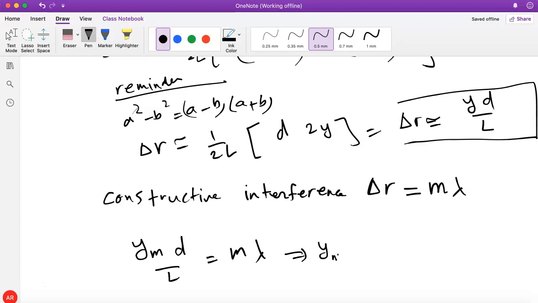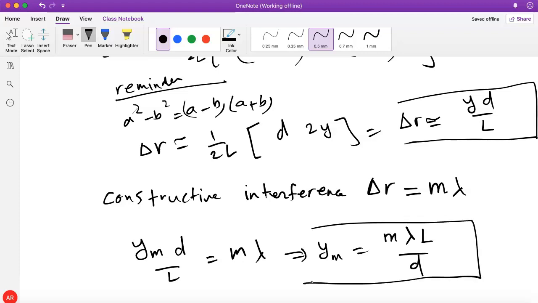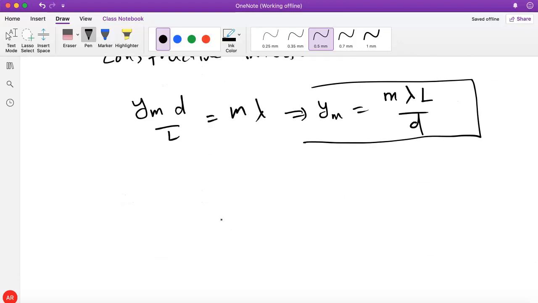So that means ym becomes m lambda L over d. So at least in this limit, we're going to get these bright spots. So let's say here is the y-axis. We're going to get these bright spots that are equally spaced, right, on both sides. And the distance between them is lambda L over d.